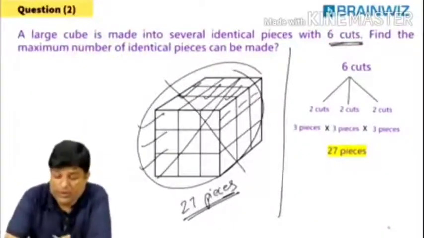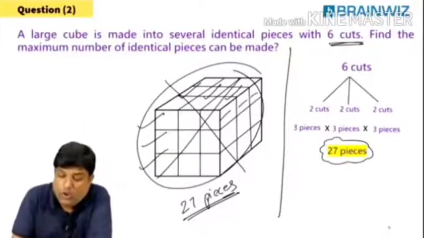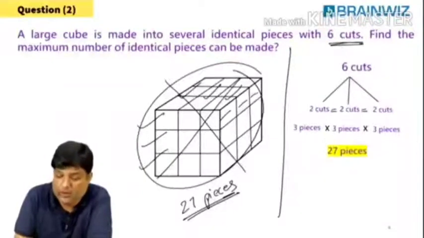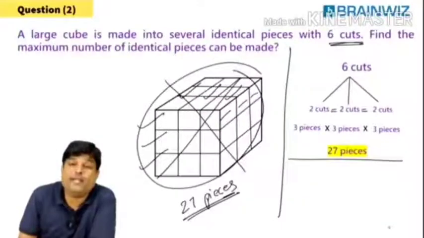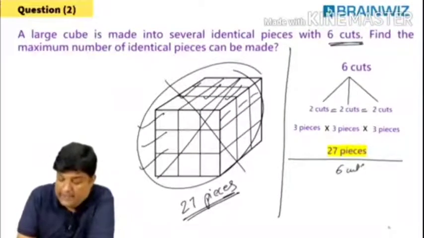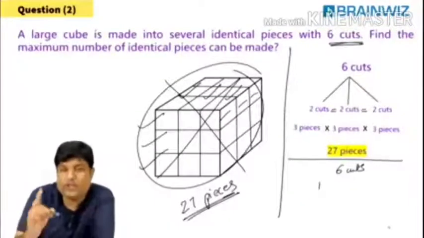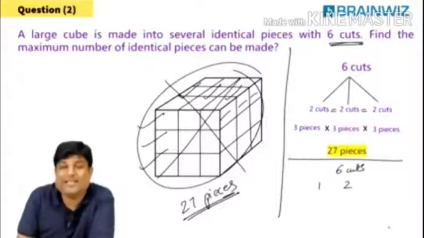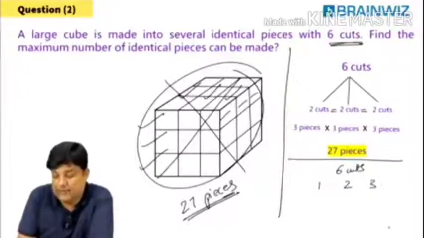So if you want to have maximum pieces, always you have to maintain equal number of cuts, students. Always you have to maintain equal number of cuts. What if you don't maintain equality? I'll show you. Look at that. 6 cuts: 1 cut only on the x-axis, 2 cuts on the y-axis, 3 cuts on the z-axis.